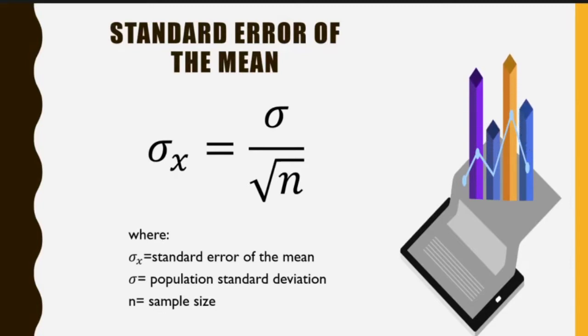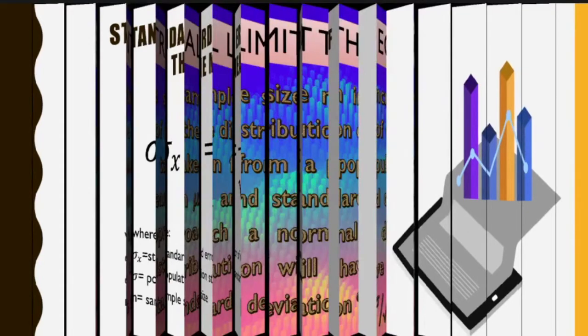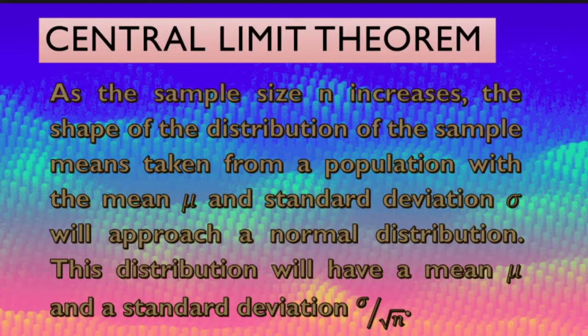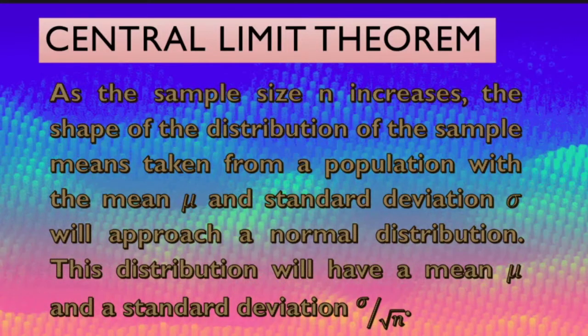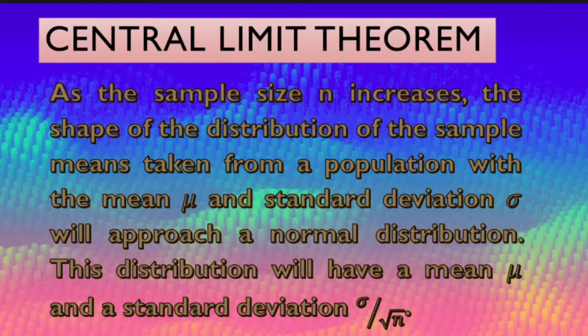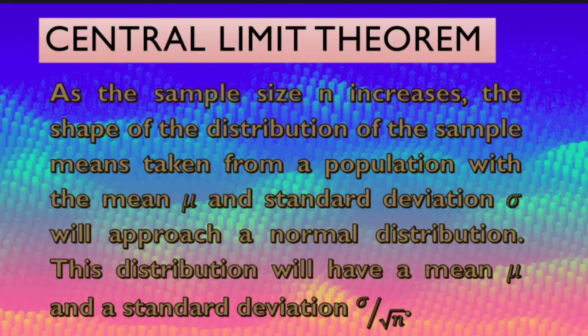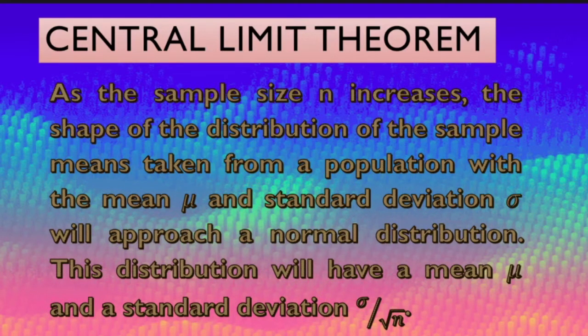Another property of the sampling distribution of the sample mean refers to the shape of the distribution and is explained by the central limit theorem. As the sample size n increases, the shape of the distribution of the sample means taken from a population with mean and standard deviation will approach a normal distribution. This distribution will have a mean and a standard deviation. The central limit theorem can be used to answer questions about sample means in the same manner that the normal distribution can be used to answer questions about individual values.